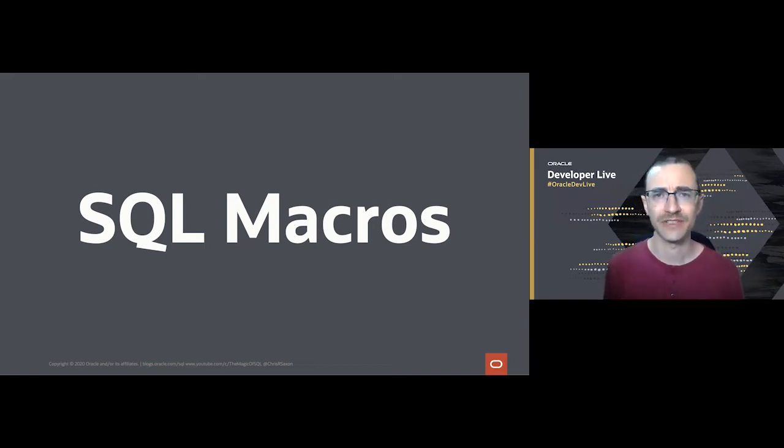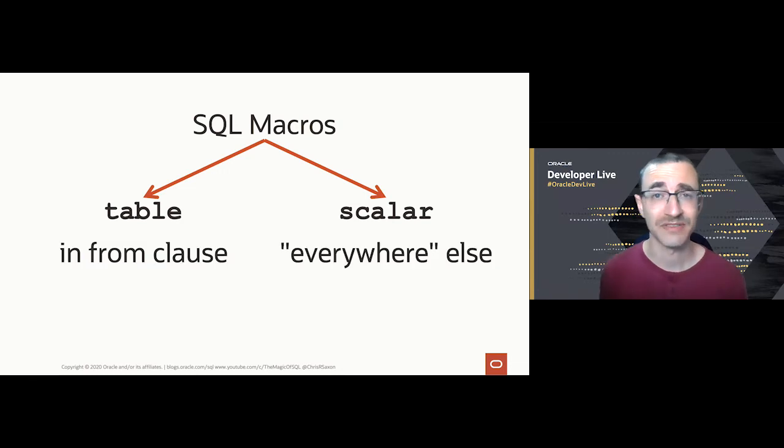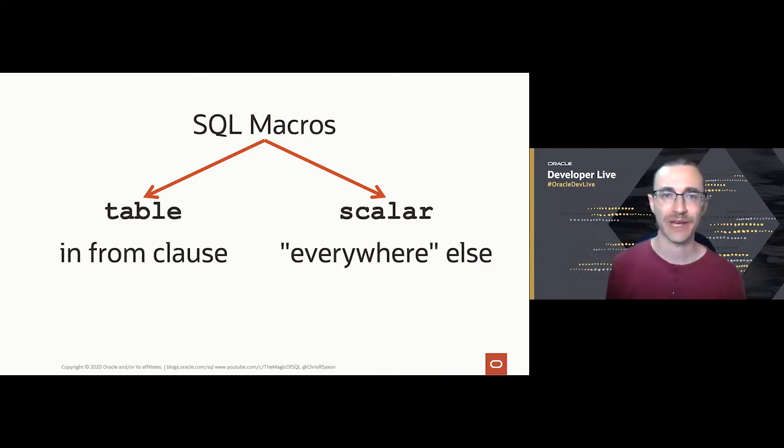So SQL macros come in two flavors, table and scalar. What's the difference between these two? Well, table macros you use in the from clause in place of a table or a view or whatever, or a subquery. Scalar macros you use everywhere else. Basically everywhere else it's legal to use a PL/SQL function. So the select clause, the where clause, the order by, and so on and so forth.